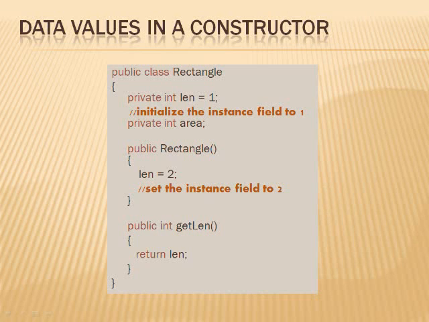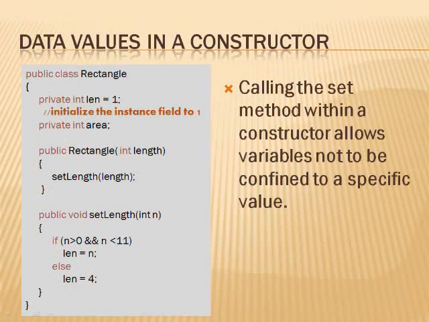Data values in a constructor. We once again use the class Rectangle. In this case, we've initialized the instance field length to 1, but the int area we have not initialized. Within the Rectangle constructor, we set the length equal to 2. We also create a method called getLength, which returns the length.